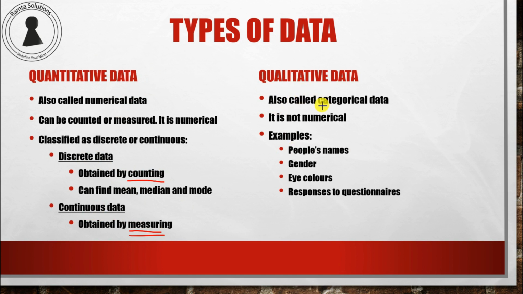Now, examples of your qualitative data. Remember, it is also called categorical data. People's names, gender, eye colors, responses to questionnaires, everything that you can categorize, your music genre, movie genre, and stuff like that. As long as you are not measuring it or counting it, it is qualitative data. So these are the two types of data that you will come across in your grade 10 to 12 statistics, and this is applicable for both mathematics and mathematical literacy. All right, perfect.